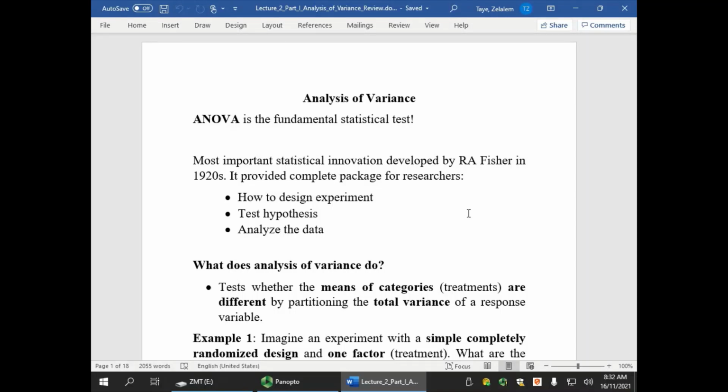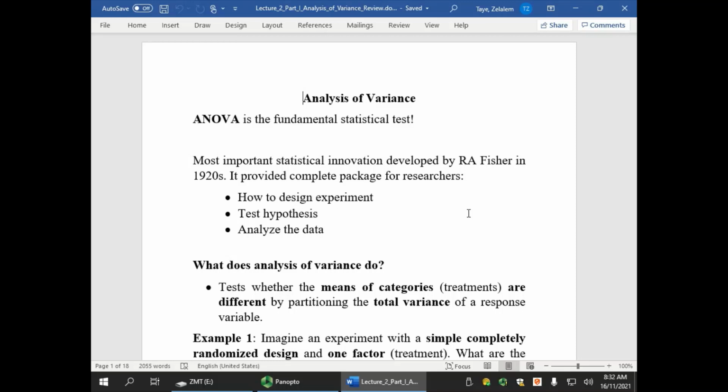Last time we have seen the different types of experimental designs, and we began with what experimental design is. Today we will be trying to summarize some of the analysis of variance. Analysis of variance, or ANOVA, is the fundamental statistical test, and it is the foundation for many of the other statistical approaches that have been developed. So it is basic, and it's important to understand what it is and how it works.